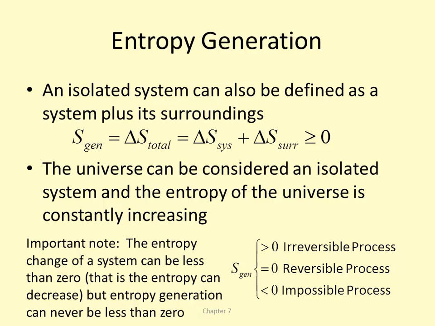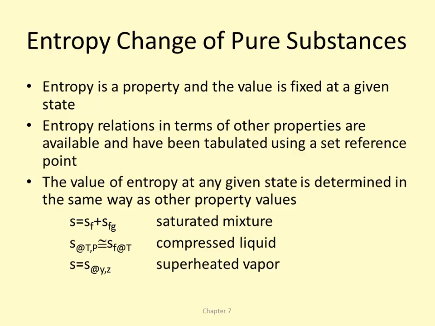An isolated system, we said, could be a system plus its surroundings, and we consider the universe to be an isolated system, and the entropy of the universe is constantly increasing. And then again, this is sort of just a restatement of what we've been saying for the last several slides.